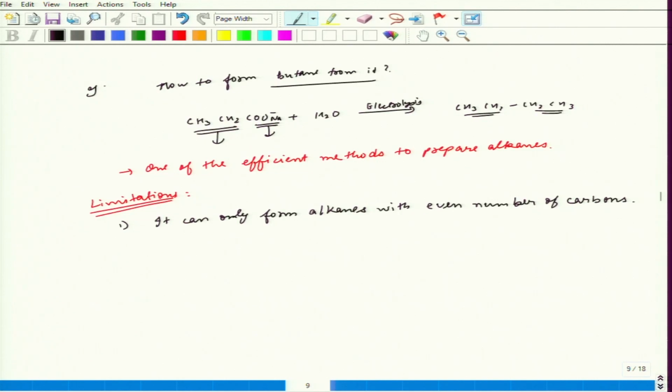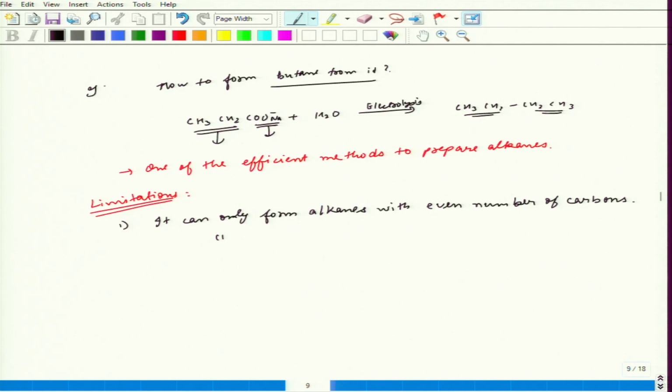Because what is taking place in that is actually the coupling of two moieties. Whatever radical is formed at the anode, it is a coupling of two, and whenever two moieties combine together, it will always give an even number. So, we can't form methane from it. Methane we cannot form. Ethane, CH3CH3, we can form. Propane we cannot form. CH3CH2CH3, this we cannot form. So, these are the ones with an even number of carbons that we can form.